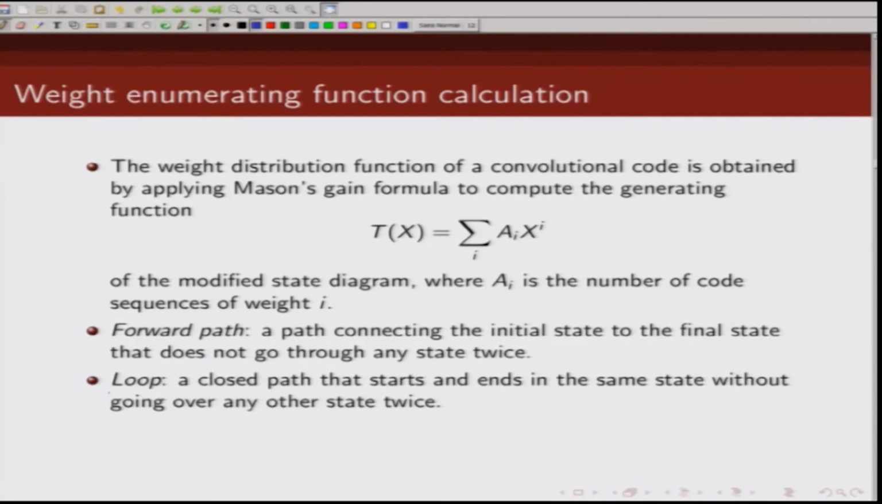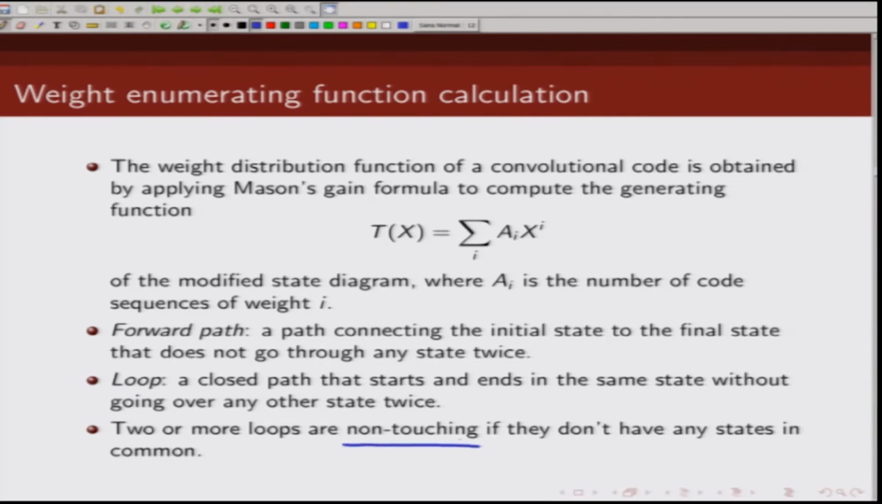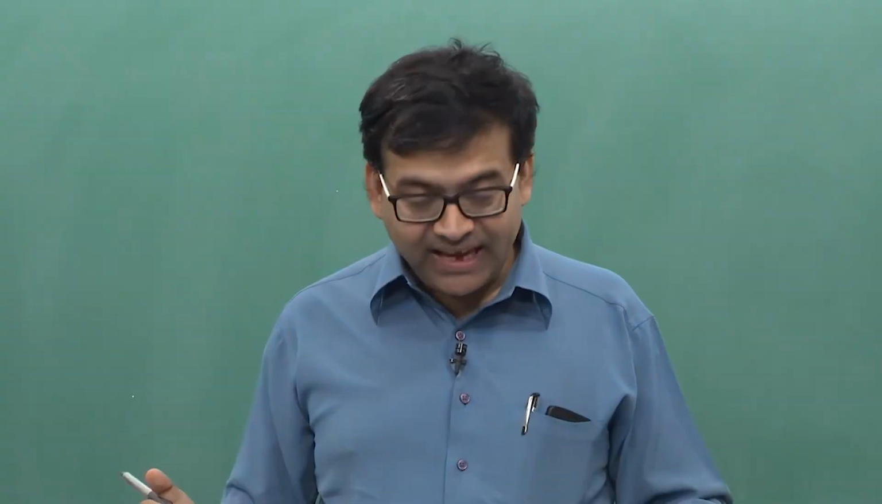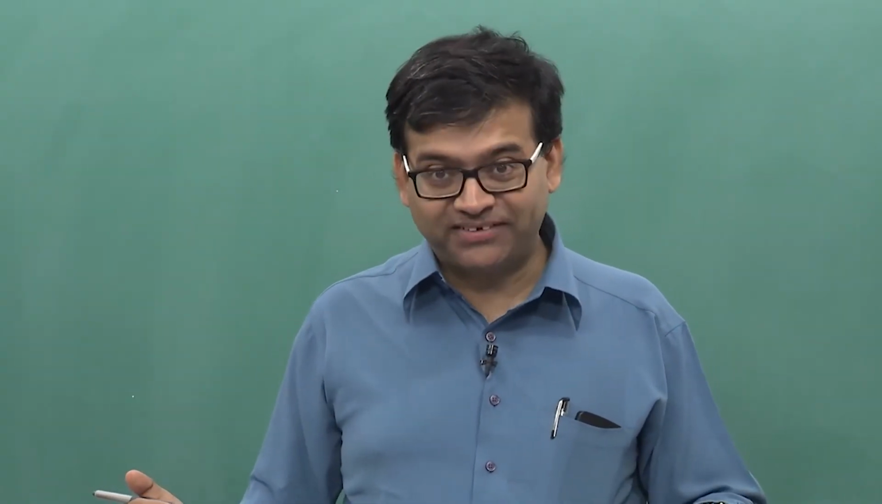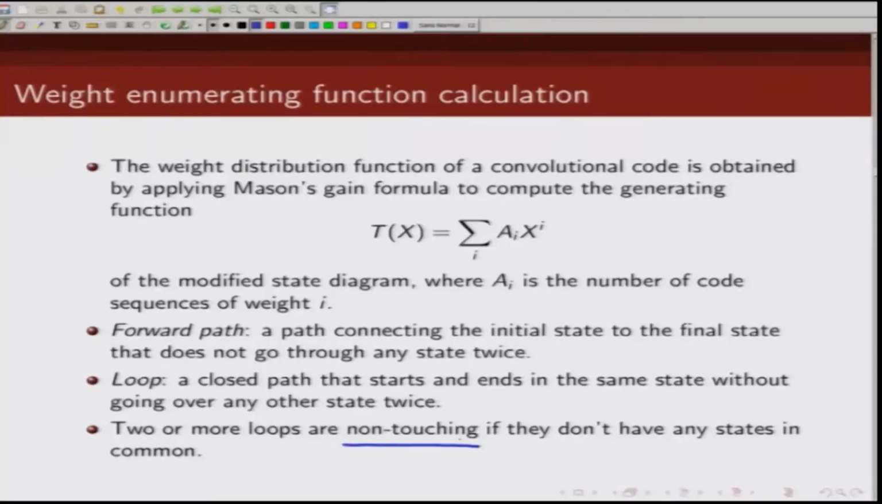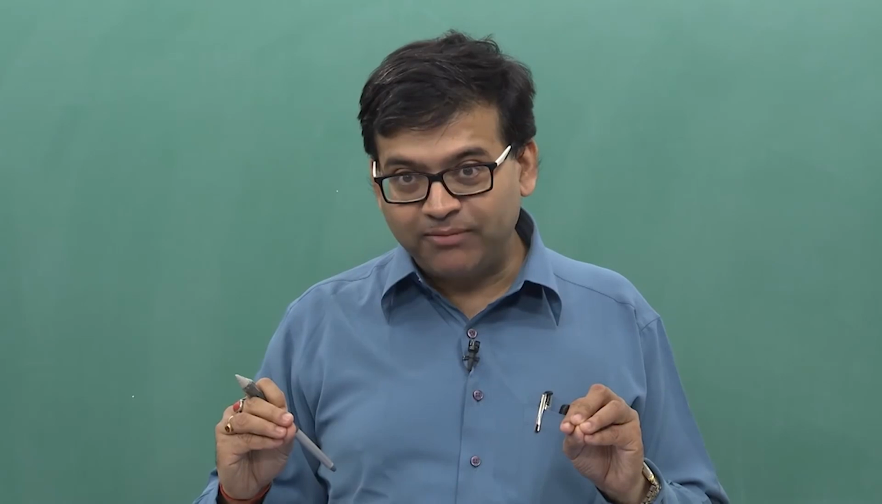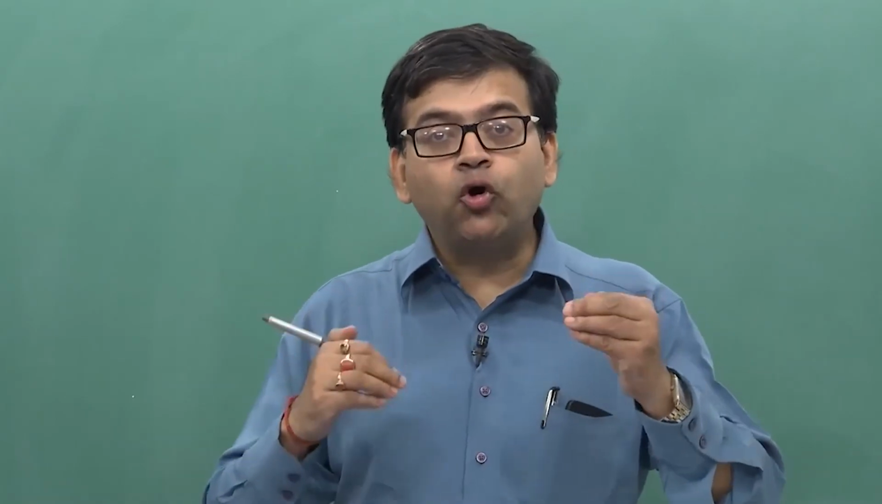The next term we define is a loop. A loop is a closed path that starts and ends in the same state without going over any state twice. When do we say two loops are non-touching? We say two loops are non-touching if they do not have any state in common. So, again I repeat these three definitions. A forward path is a path from the initial state to the final state without visiting any state twice. A loop is a closed path starting and ending at the same state without going over the same state twice, and two or more loops are non-touching if they do not have any state in common.